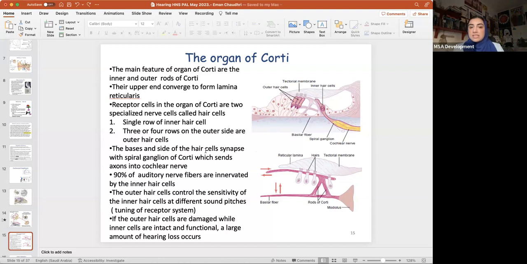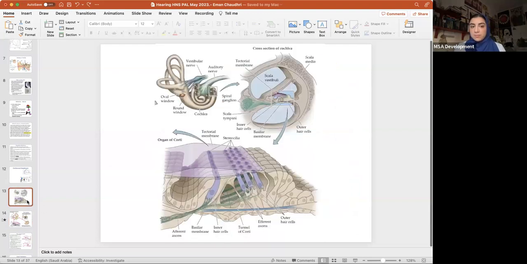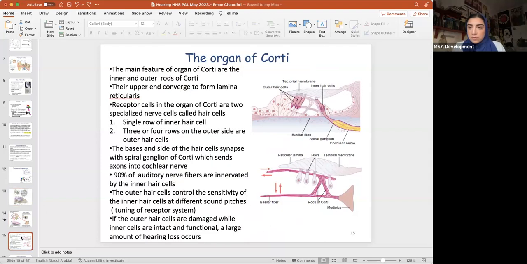So the bases and the sides of the hair cell synapse with the spiral ganglion of Corti, which sends axons into the cochlear nerve. So what this means is these afferent nerve fibers that I was talking about over here, you don't see it over here, but there's a spiral ganglion, okay? And that spiral ganglion is just something that has afferent and efferent nerve fibers. That's why it's a ganglion, right? So the afferent nerves, because it's sensory, go to your brain. So then where is the efferent? What is it sending back?